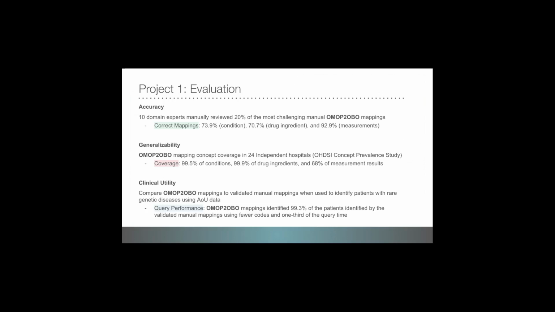Finally, we evaluated the mappings on their clinical utility by comparing them to validated manual mappings when used to identify patients with rare genetic diseases using All of Us research program data. And we found that the OMOP to OBO mappings identified 99.3% of patients that were identified by the validated gold standard mappings, but we were able to do it using fewer codes and 1/3 of the query time.